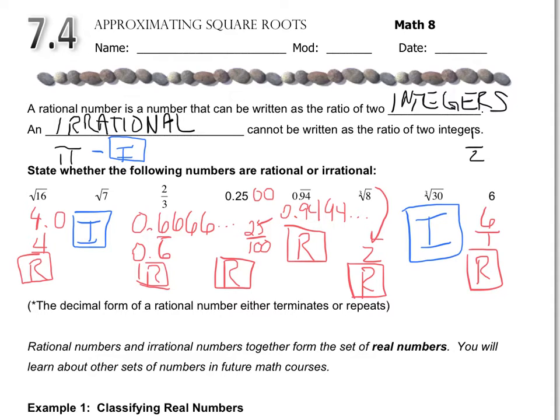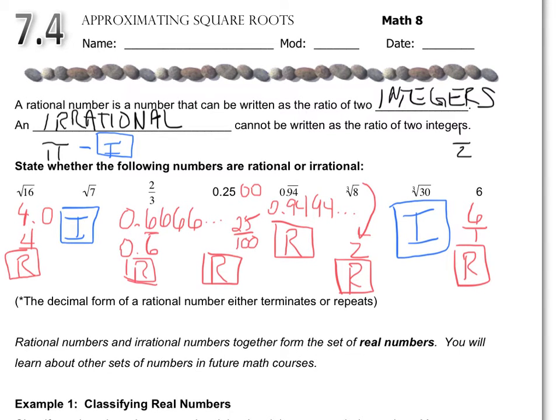So down here at the bottom, just keep in mind, when you look at these, the decimal form of a rational number either terminates, meaning it stops, but then we know that it's zeros forever, or repeats. And remember, the word repeats means it goes on forever, but in a pattern of some sort.